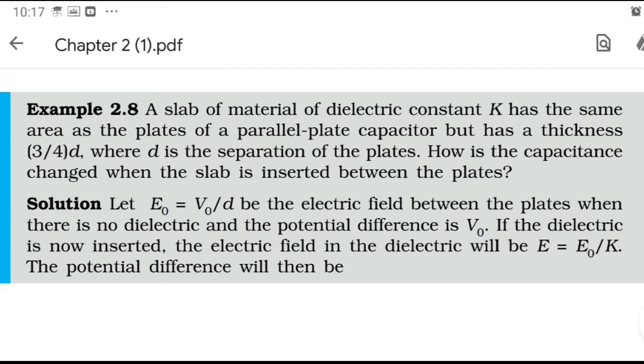Now, we will discuss example 2.8. A slab of material of dielectric constant K has the same area as the plates of a parallel plate capacitor but has a thickness 3 by 4 D, where D is the separation of the plates. How is the capacitance changed when the slab is inserted between the plates?